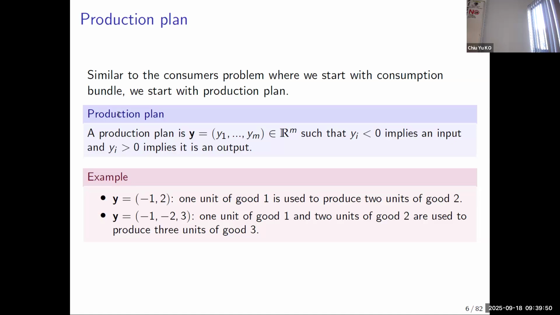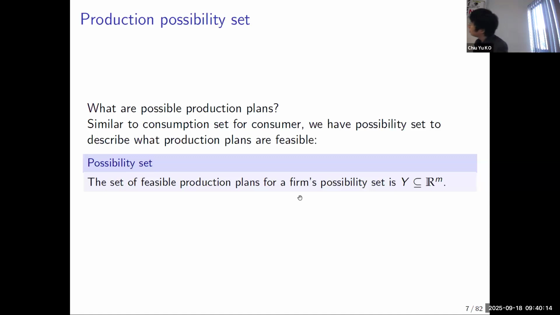Now we extend to the case where entries are negative. Negative means input, right? So we don't allow that when we have consumption. Consumption is always positive, right? But in production, the input is negative, the output is positive. So suppose the example we have seen is -1, 2: you use 1 unit of good 1 to produce 2 units of good 2. So this is something obvious.